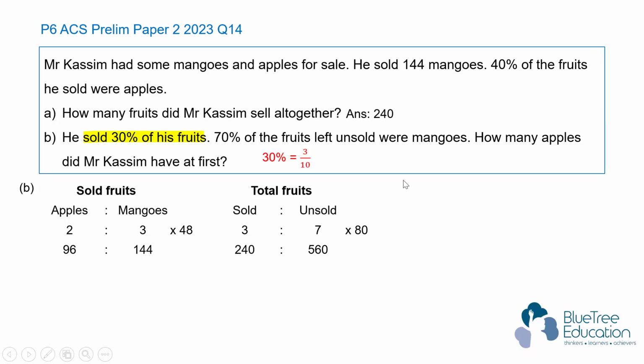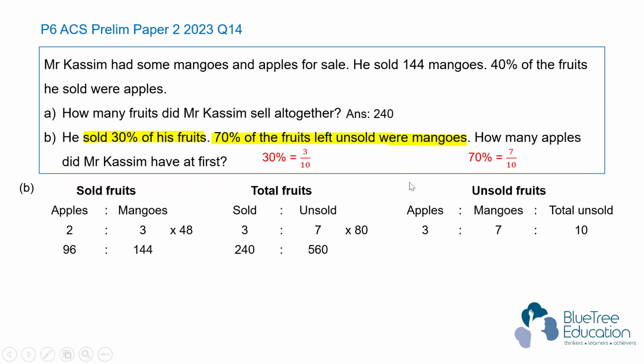Now the next piece of information, 70% of the fruits left unsold were mangoes. Once again, I'm going to convert the percentage into a fraction. 70% is going to be 7 over 10. So this means unsold fruits total is 10 units. 70% of them were mangoes, so 7 units is mangoes, and apples will be the remainder, which is 3 units.